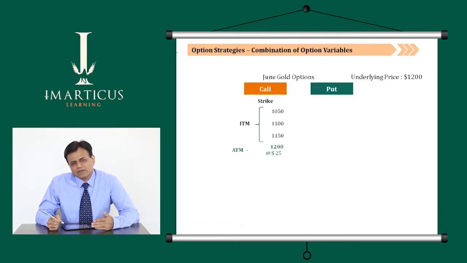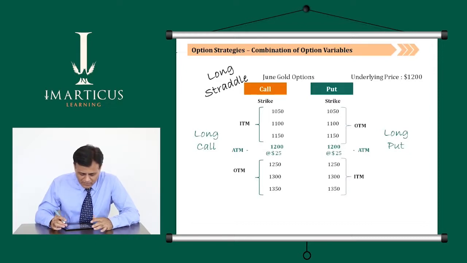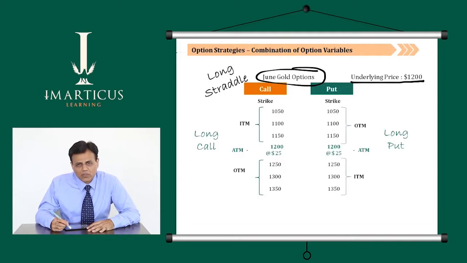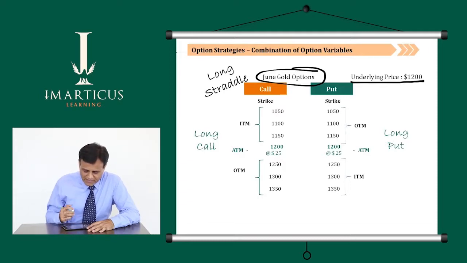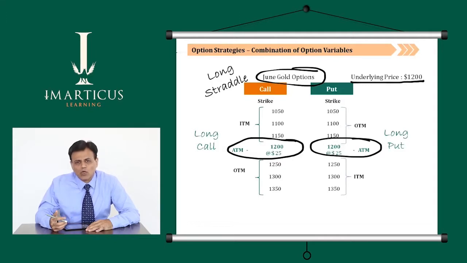In our previous slide, we talked about buying a call as well as buying a put. So what I have here are gold options. The price of gold is $1,200. Listed here are the various strikes available on calls as well as puts. In this particular strategy, we would be buying a long call and we would also buy a put, call it a long put.